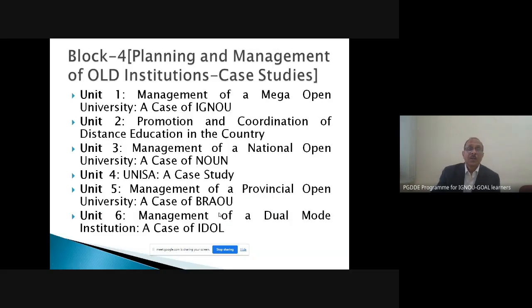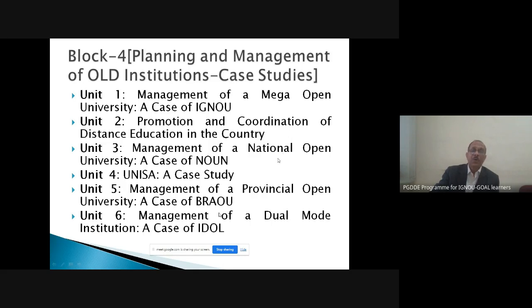In block 4, these are the case studies we have. The first unit is a mega open university, the case of IGNOU. The second one is also related to IGNOU, unit 2 in this block. This is actually promotion and coordination of distance education in the country. I told you earlier, it's a unique university. The regulatory role and the funding role is also given, which became controversial. I'll talk more about it later.